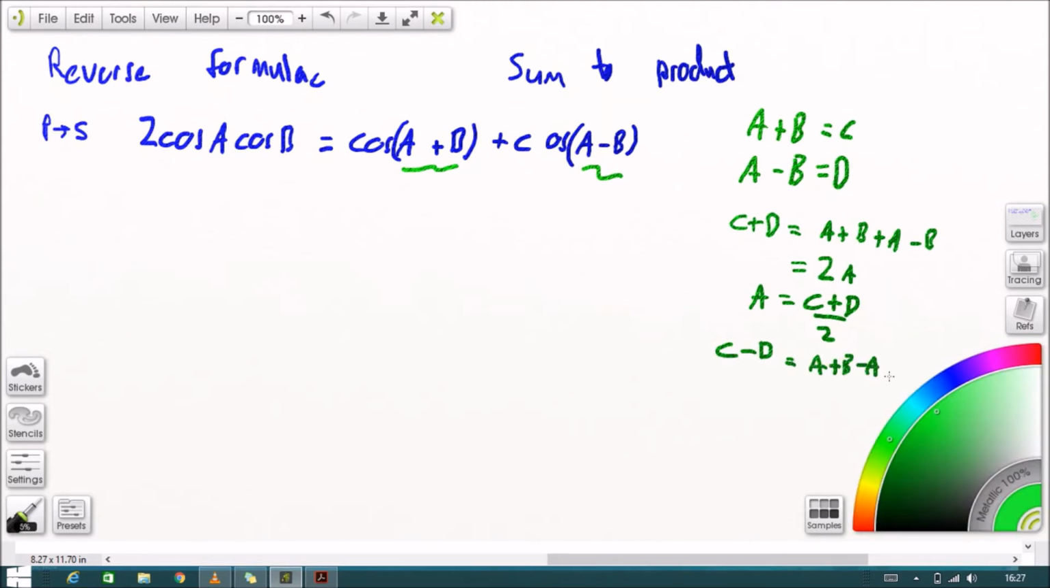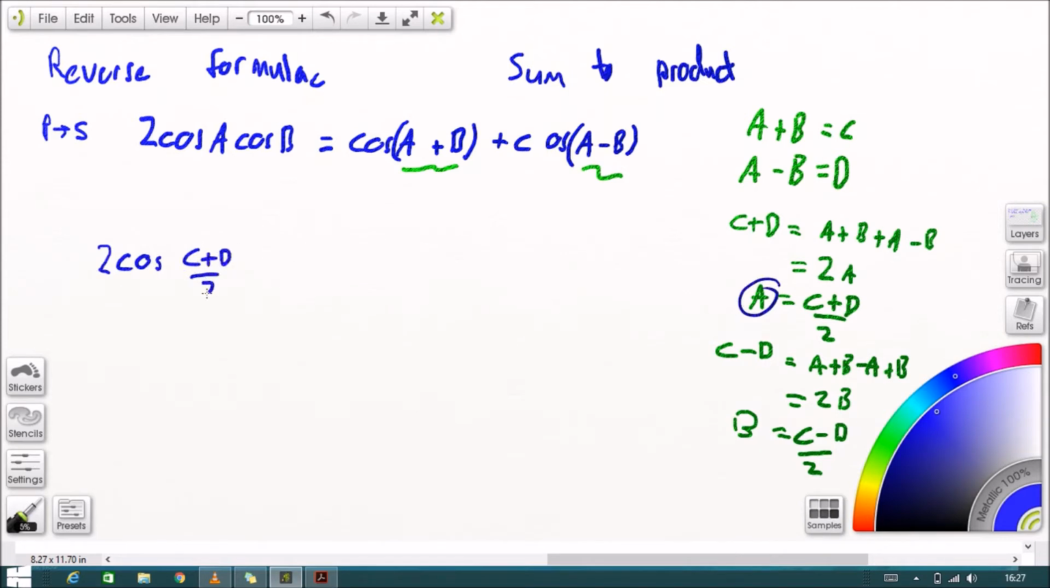I'll just do the same for C minus D. This will leave me with 2B is equal to C minus D. So B is equal to C minus D over 2. Right. So looking at the left hand side of this formula, the product side, if we substitute out A and put in C plus D over 2, and substitute out B and put in C minus D over 2, that leaves us with a slightly tidier formula on the right hand side, cos C plus cos D.